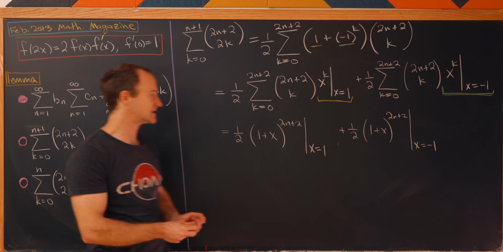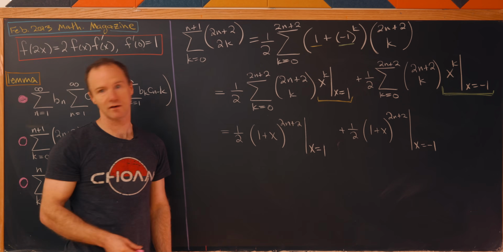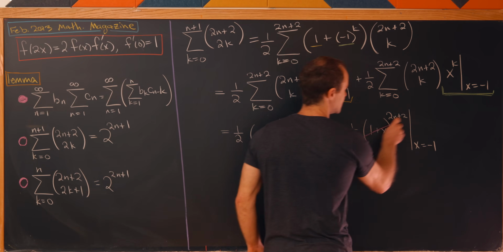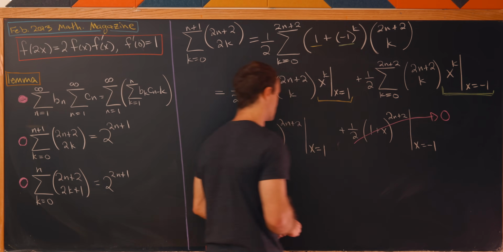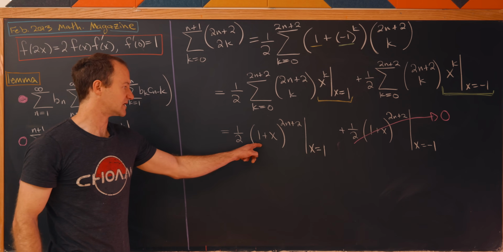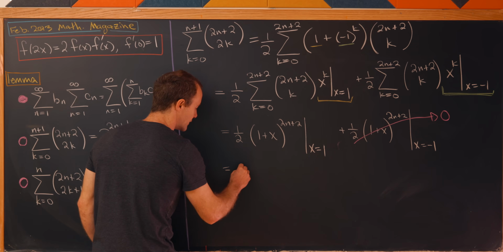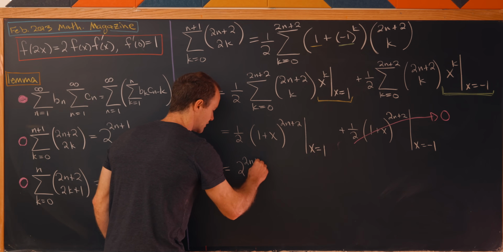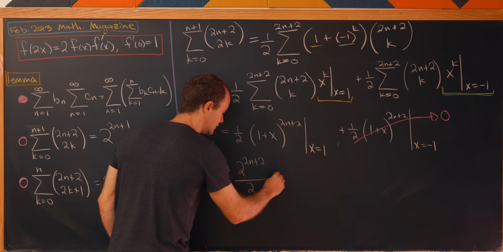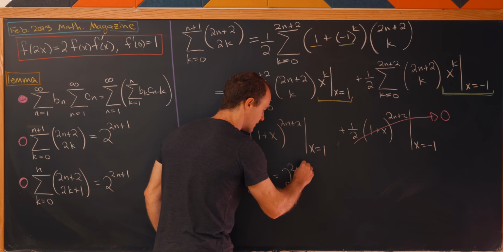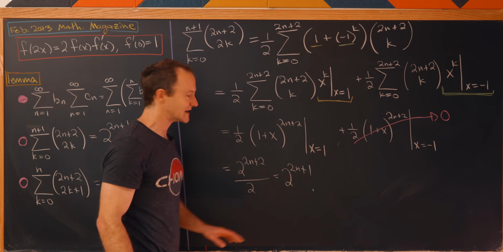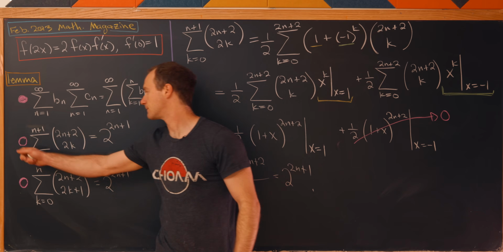Evaluating this at -1 will simply give us 1 minus 1, which is 0. So this bit is all 0. And then evaluating this at 1, we get (1+1) to the 2n+2. So we have 2 to the 2n+2 over 2, which is 2 to the 2n+1. But that's exactly what we wanted over here.